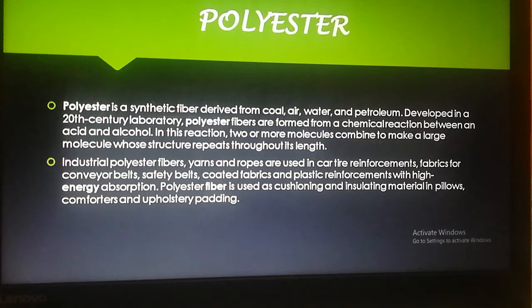In industrial polyester fibers, yarn and ropes are used in car tire reinforcement, fabrics for conveyor belts, safety belts, coated fabrics and plastics, reinforcements with high energy absorption. Polyester fiber is used as cushioning and insulating material in pillows, comforters and upholstery padding.